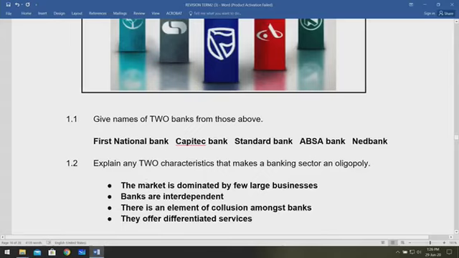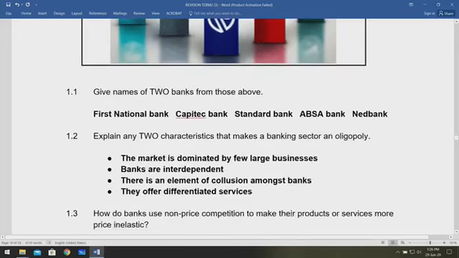So what we find is when we say they are interdependent, what does that mean? That means the actions of one affects their competitors. The market is dominated by a few large businesses, so we will find that the larger ones take the lead in terms of pricing, etc. There's an element of collusion amongst banks, meaning that they will do things which will benefit them more than it benefits the consumers. That's the whole thing behind collusion. And then they offer differentiated services, which means they all offer the same thing, but with some variances in place.